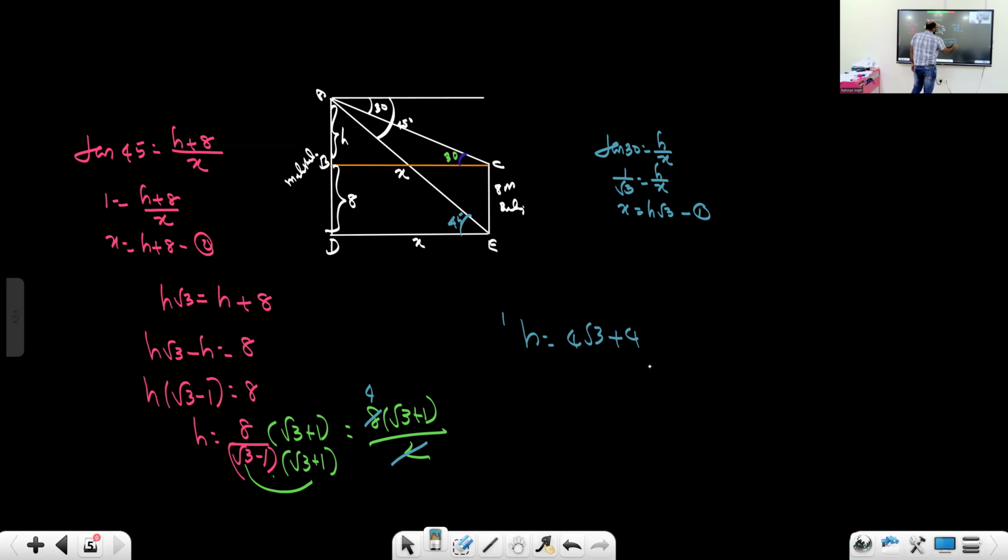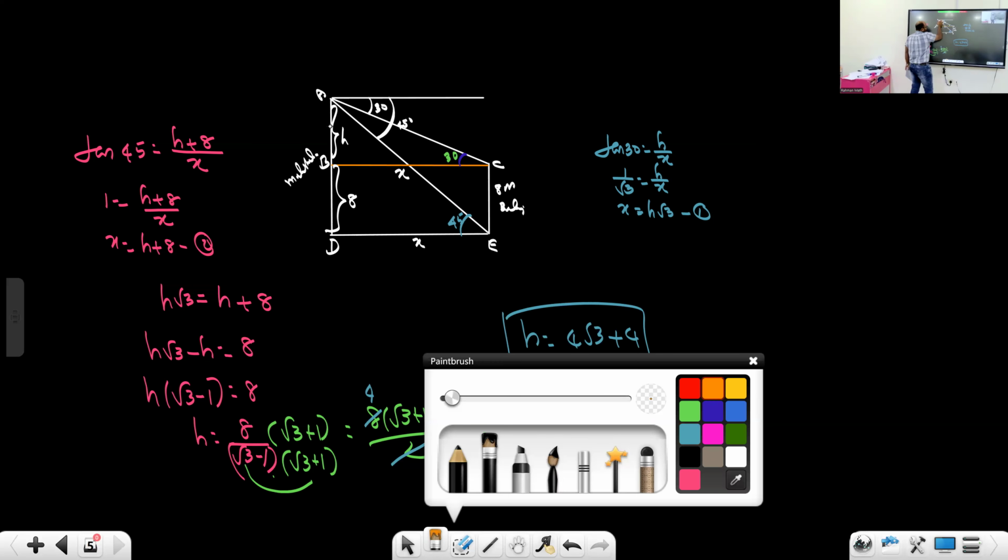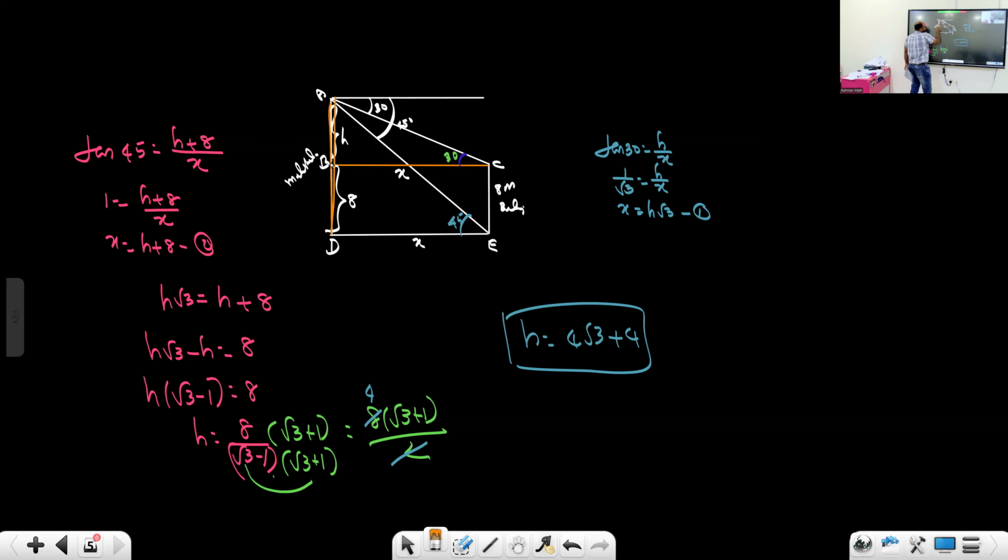This is not the answer. H equal to 4 root 3 plus 4, and the root 3 value is not given. What's the question? The first question asks for the height of the multi-storied building. What is the height of the multi-storied building? H plus 8.